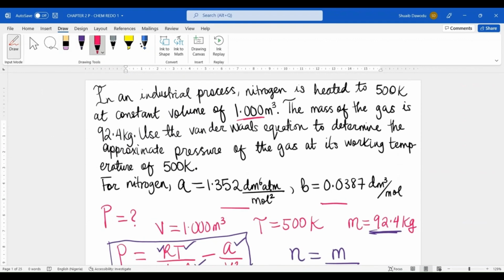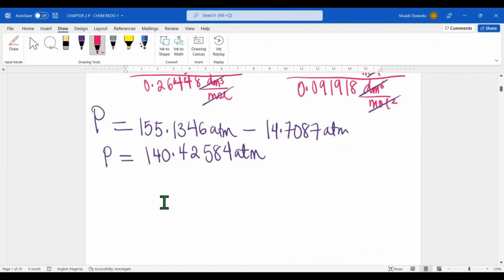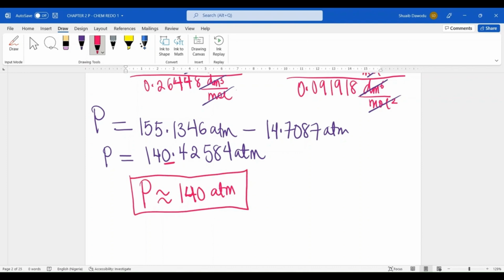So for the lowest number of significant figures, we have 500 in 3 sig figs, 1.000 meter cube in 4 sig figs, and this one in 3 sig figs. So our final answer has to be in 3 sig figs. So it's going to stop here. So the value for pressure is going to be approximately 140 atmosphere. So this is the answer to this question.